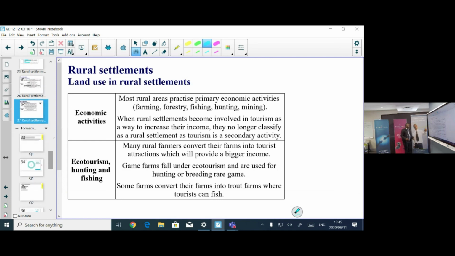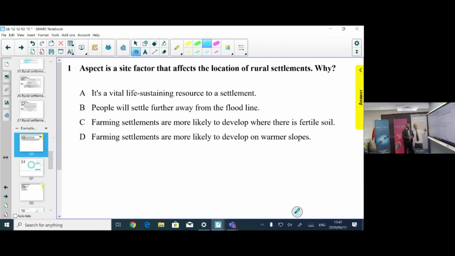Learners, we now want to go to our formative assessment because our time is almost up. So let's look at this question here and try and answer this question. Just scribble there on a piece of paper. Aspect is a site factor that affects the location of rural settlements. Why? Then we have our options there in multiple choice.